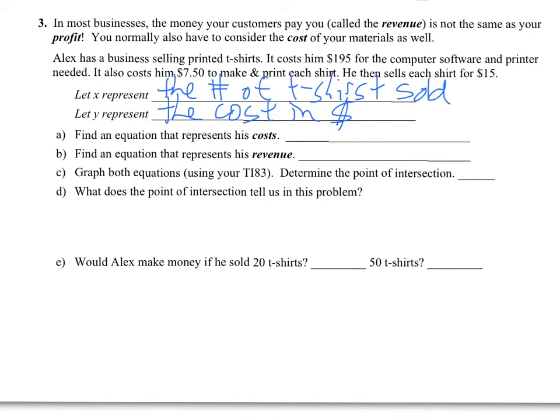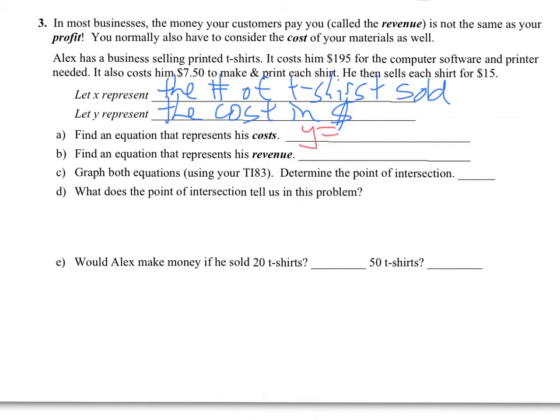So, what are his costs? How could that be an equation? Y is equal to what? You should be able to get it out of those 3 sentences or whatever that are above. One of them actually says it costs him 7.50x. Yes, because it costs him, as we see here, $7.50 to make each shirt. Plus that $195. You got it.